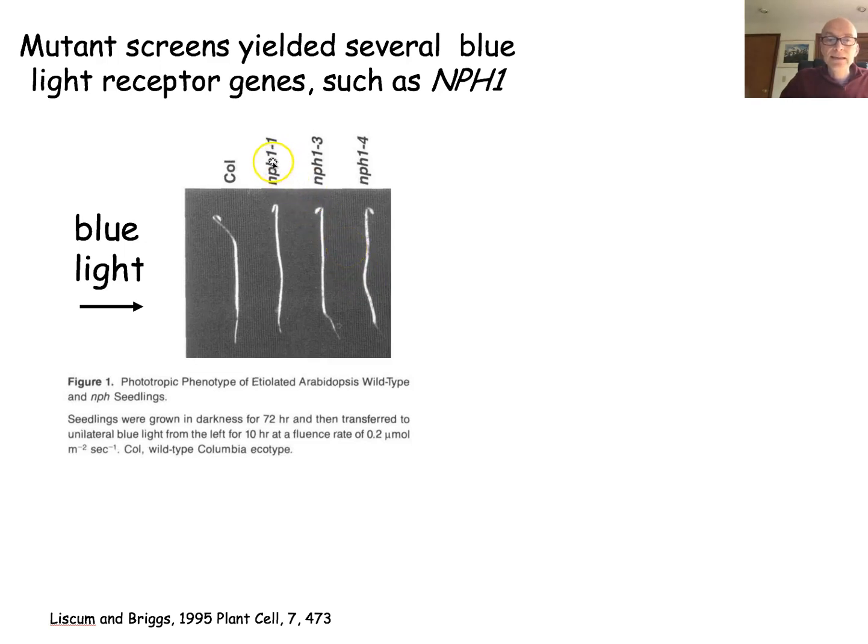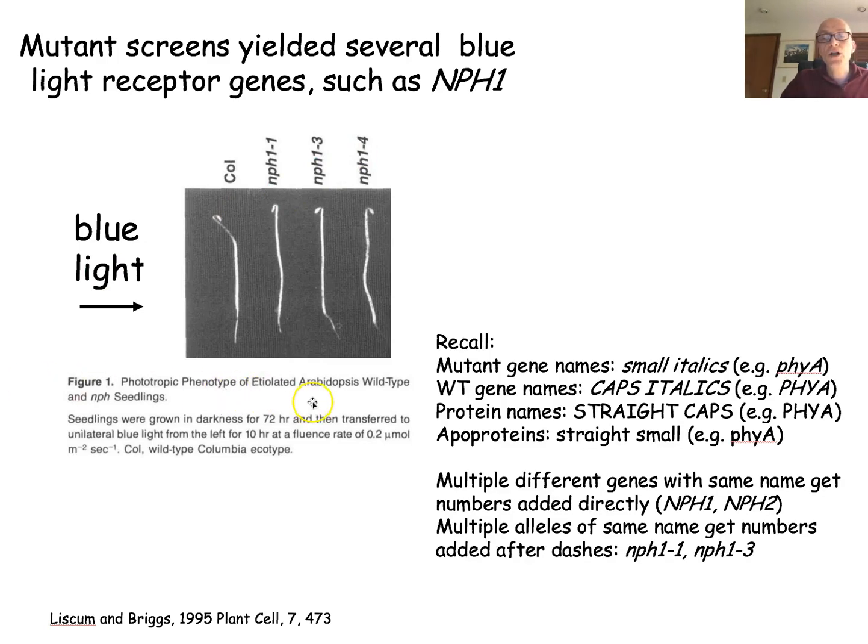I said different alleles. These are all the same genes, right? This is all NPH1. That's the name of the gene. But there are different alleles. Remember what an allele is. An allele is just a variation of the same gene with a polymorphism or mutation, if you will, different nucleotide composition somewhere in the gene. And so the difference between NPH1-1, NPH1-3, and NPH1-4 is simply that in the same gene, called NPH1, there are 3 different alleles here, so mutations in different parts of the gene. I just wanted to make sure that you recall this type of nomenclature.